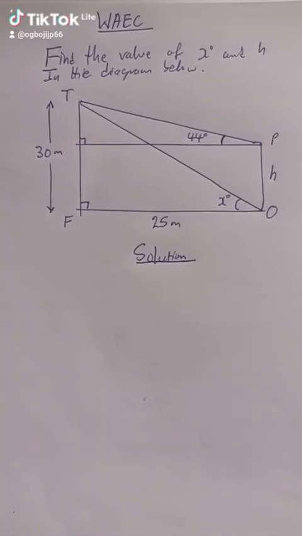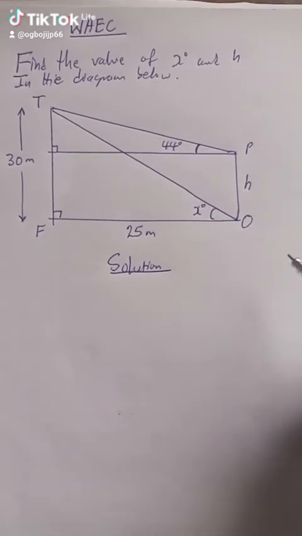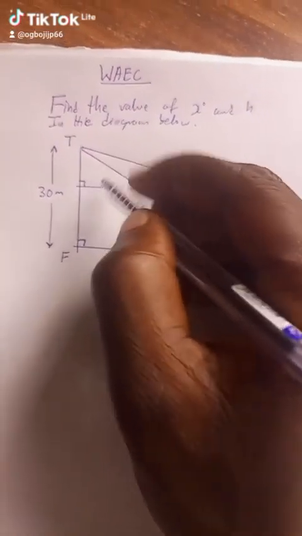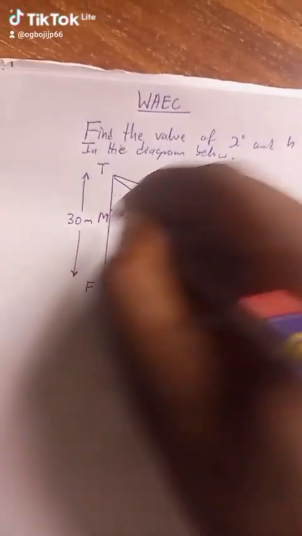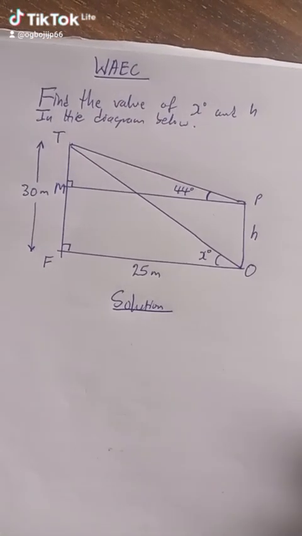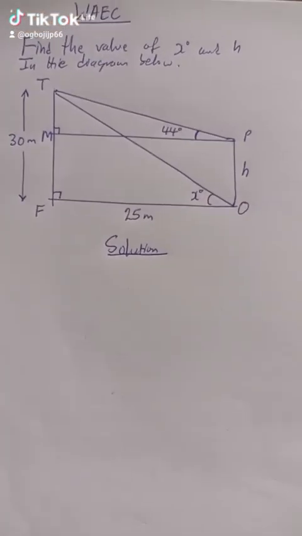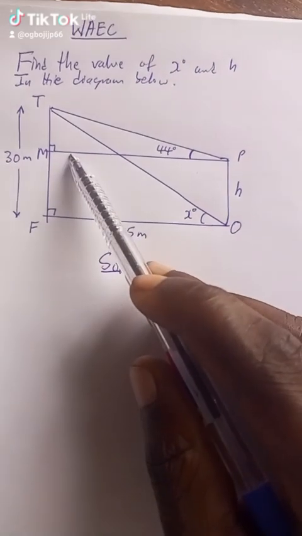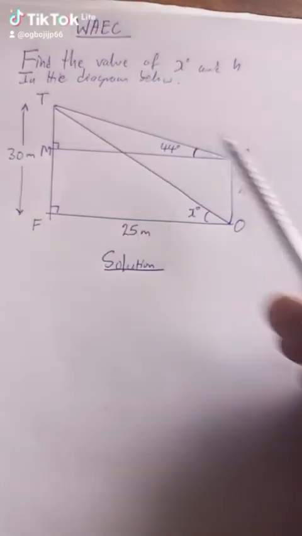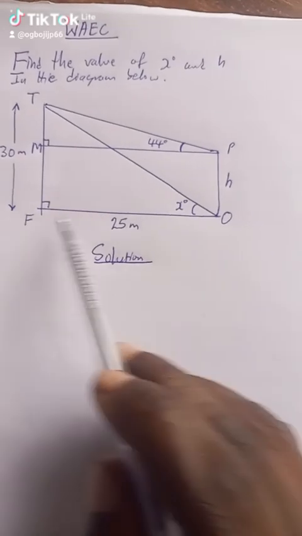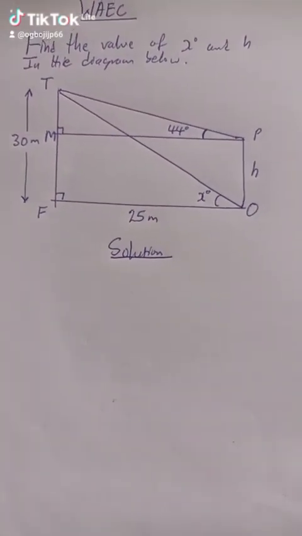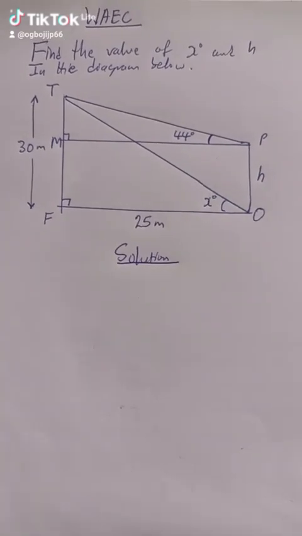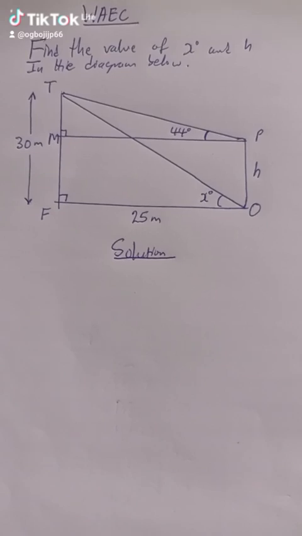Solution. All right, let's observe the diagram carefully. Let's give this place a name so as to be able to apply it in our working. Let's say this place is M. If you observe carefully, you'll be dealing with basically two right angle triangles. One is the smallest one, which is triangle MPT, and the second one is triangle FOT. So we are going to be dealing with these two triangles in solving this particular problem.